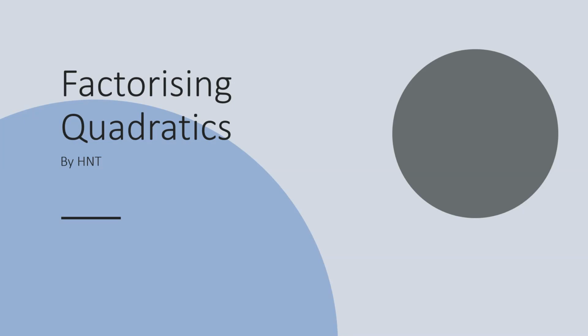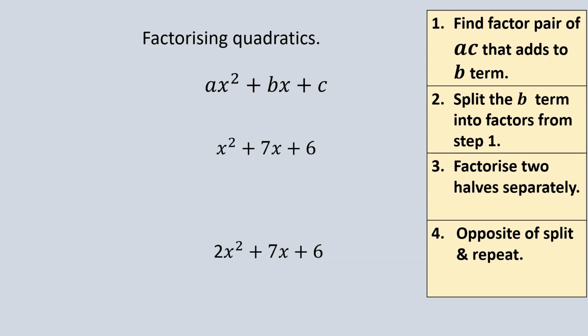Hello, and today I'm going to show you how to factorize quadratics. The quadratics we're going to be factorizing are going to look like the examples we have below. So the general form of a quadratic is going to be ax squared plus bx plus c.